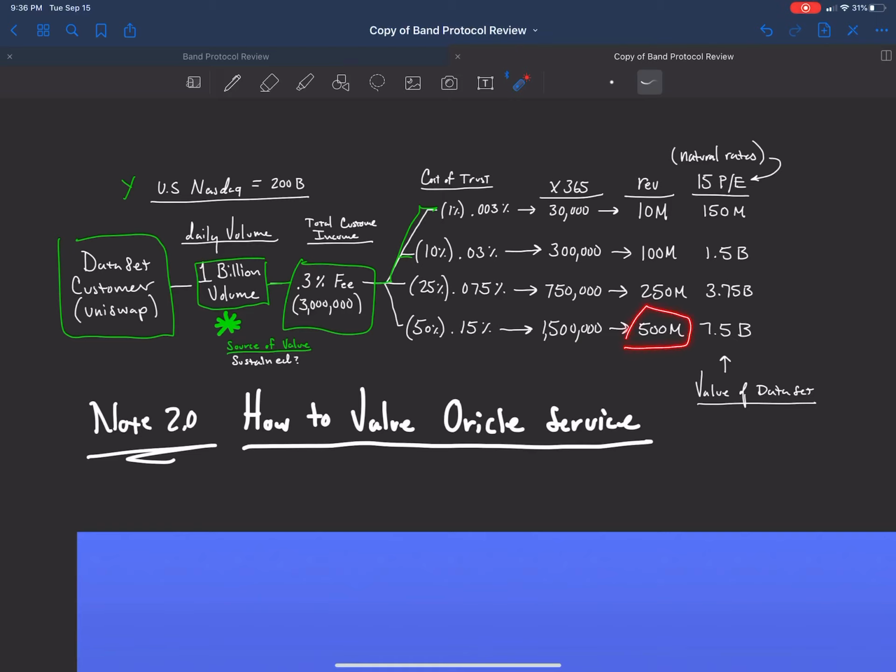That would equal a valuation of 500 million in revenue, generating a $7.5 billion market cap from a natural 15 PE. So 15 PE is the natural rate that income produces. Obviously, there is deviation from the PE. If you have a low PE, that means they expect revenues to drop in the future. If you have a high PE, that means people expect future growth of a project.